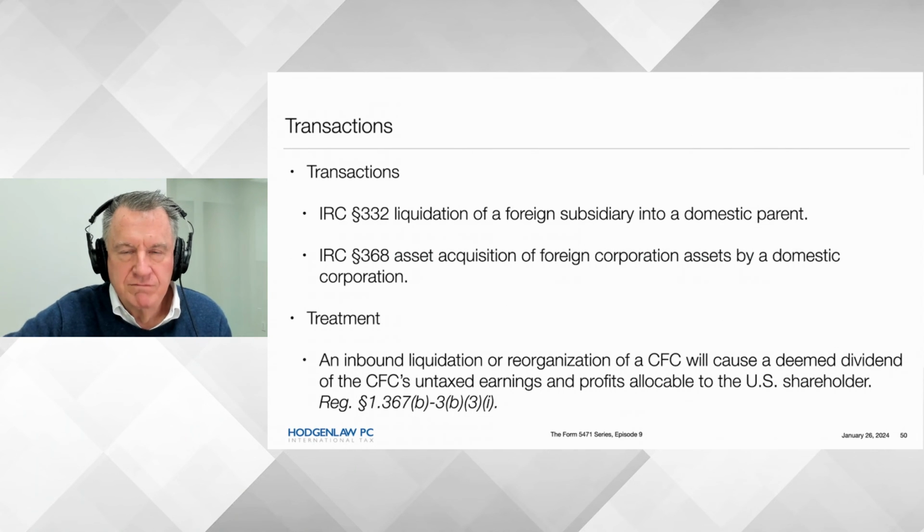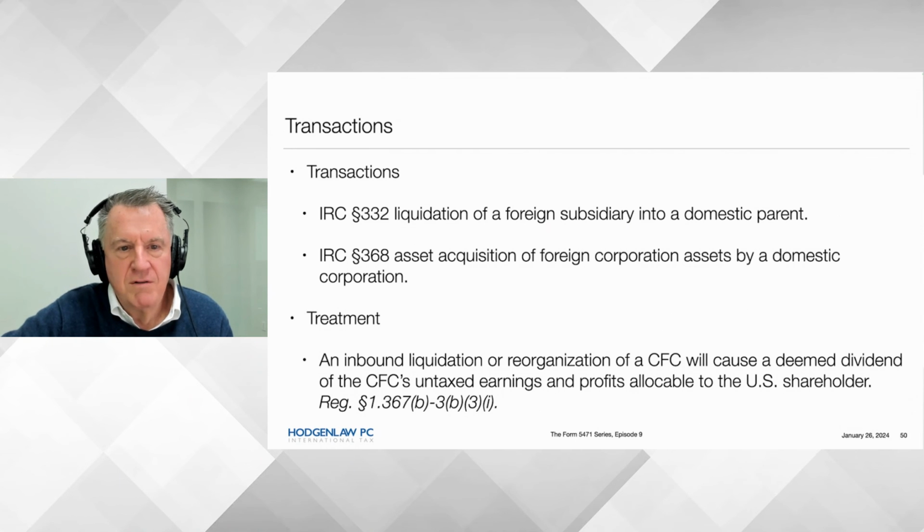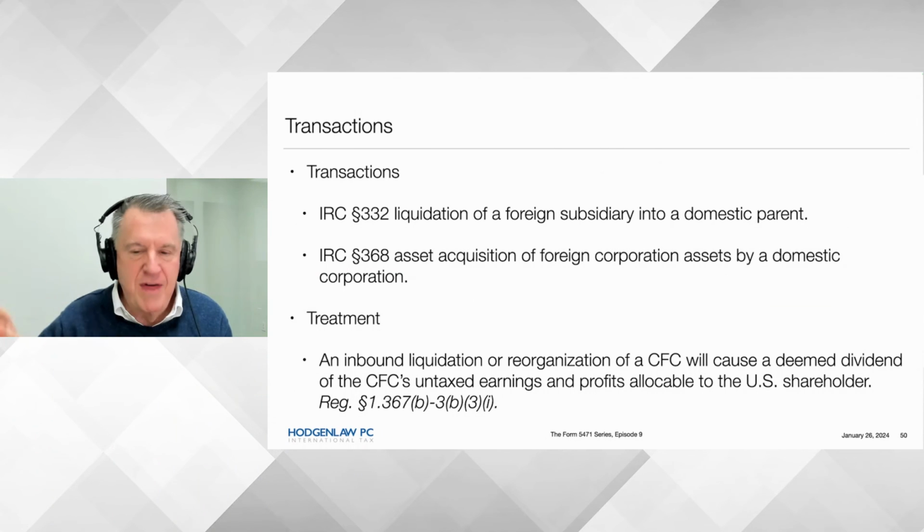And here, again, the same old sin. We had some untaxed earnings and profits. Didn't pay tax at the corporate level to the United States on the CFC's corporate earnings, and it was not shoved through to the shareholders' gross income by subpart F income or global intangible low taxed income. So in one of these transactions, what you're going to have is a deemed dividend of the untaxed earnings and profits allocable to the US shareholder. And that's going to be the tax consequence of that transaction.